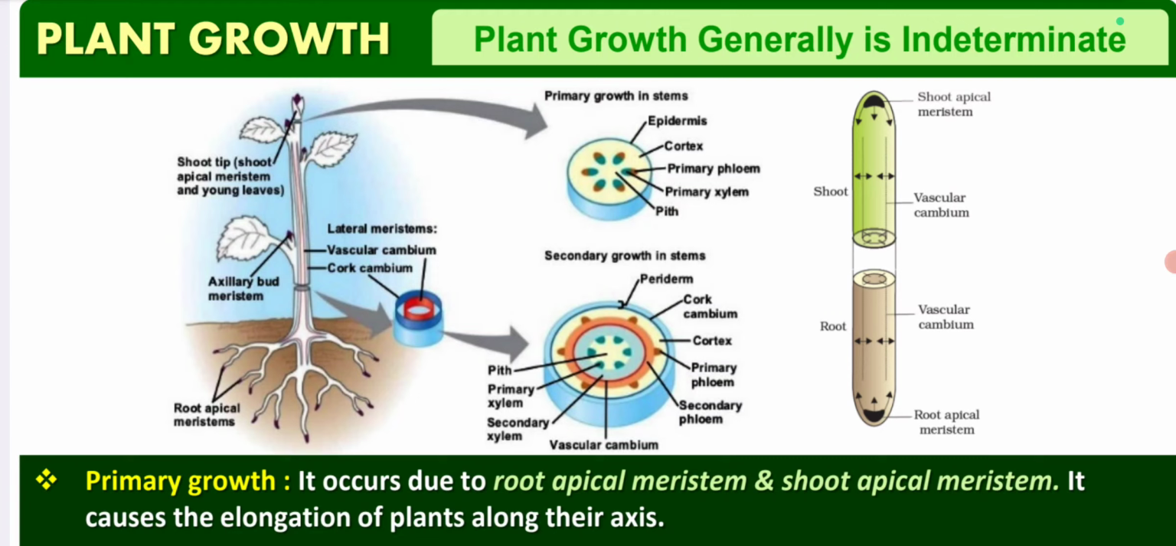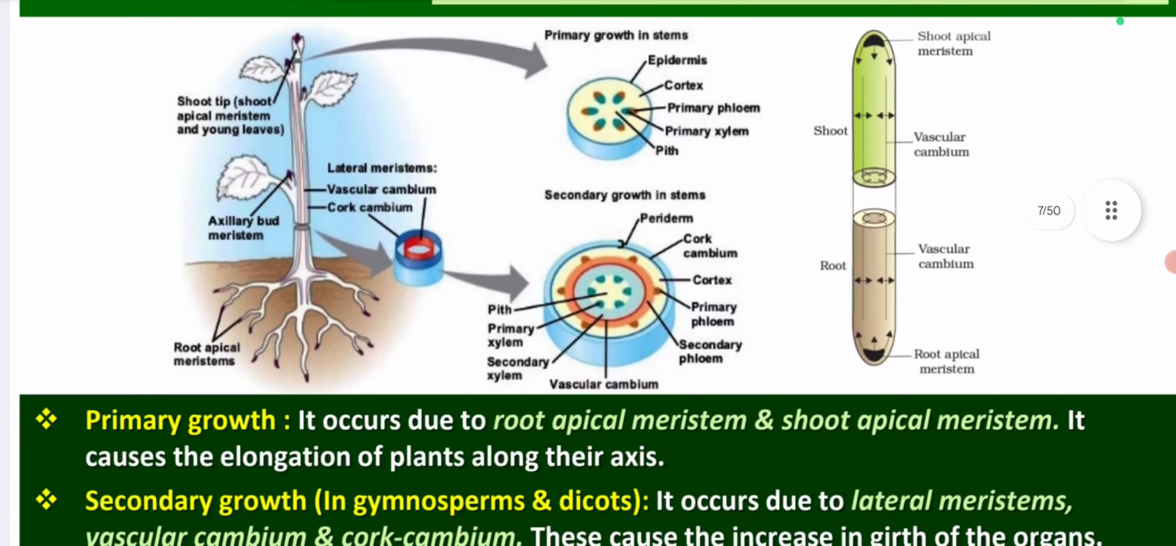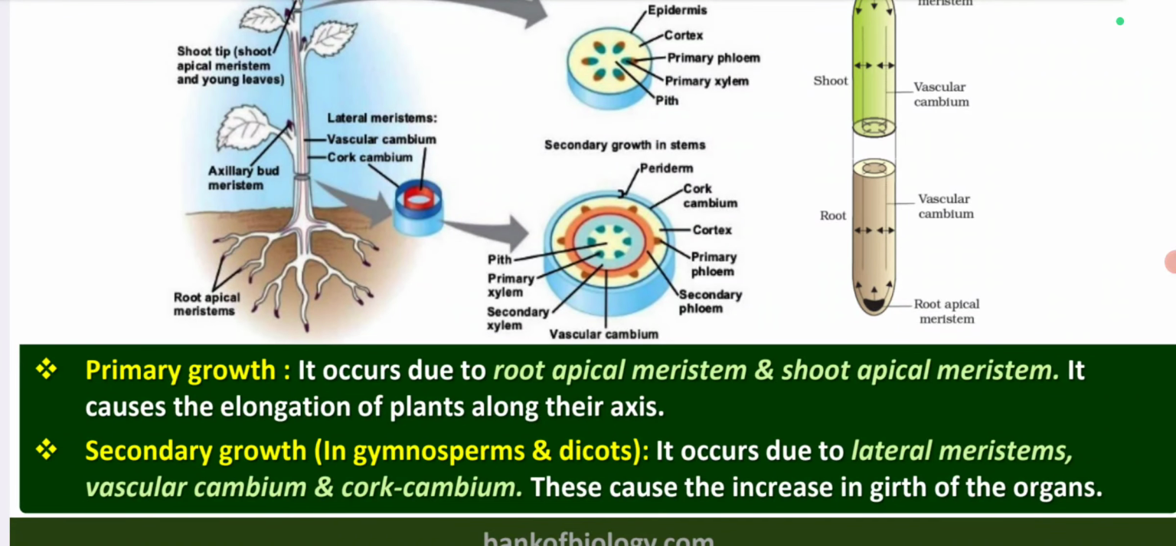Here you can see vascular cambium, shoot apical meristem, and in the root portion, vascular cambium, root apical meristem. Primary growth occurs due to root apical meristem and shoot apical meristem. It causes the elongation of plants along their axis. Secondary growth in gymnosperms and dicots occurs due to lateral meristems, vascular cambium and cork cambium. These cause the increase in the girth of the organs. Girth means width of the organ. Okay.